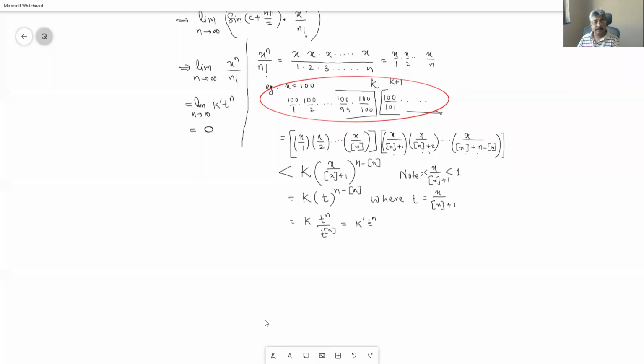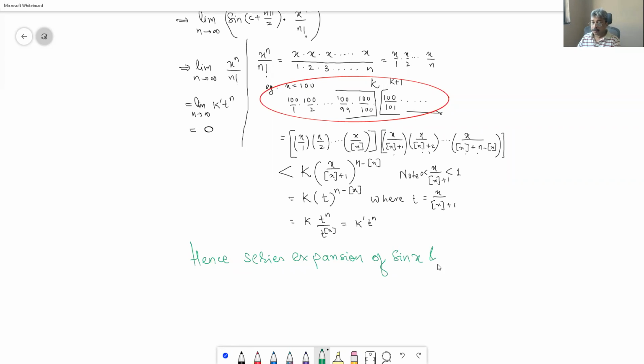Hence, series expansion. More number of terms will give better accuracy.